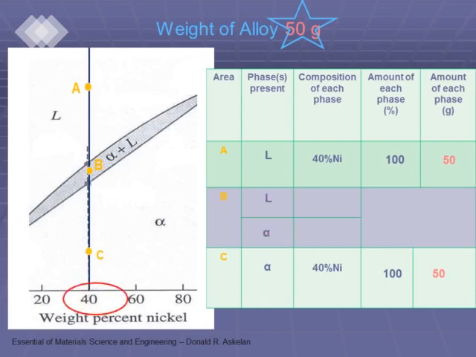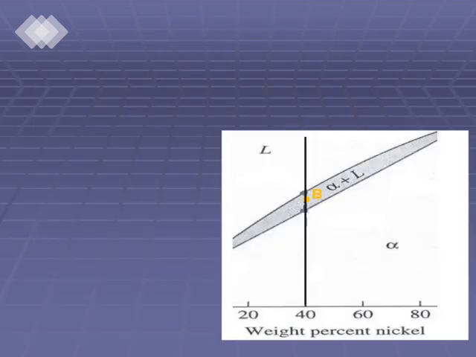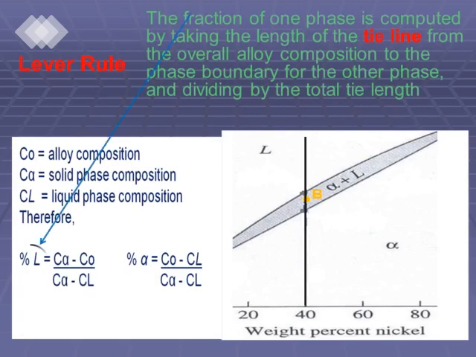We know that both liquid and solid alpha coexist at point B. Therefore, we use the lever rule to determine the amount of each phase present. So, what is the lever rule? Let's say we are interested to know the fraction of the liquid phase at point B.